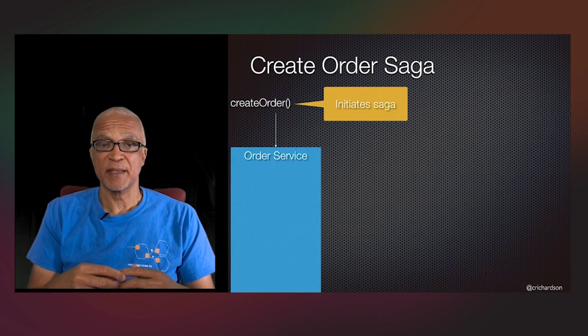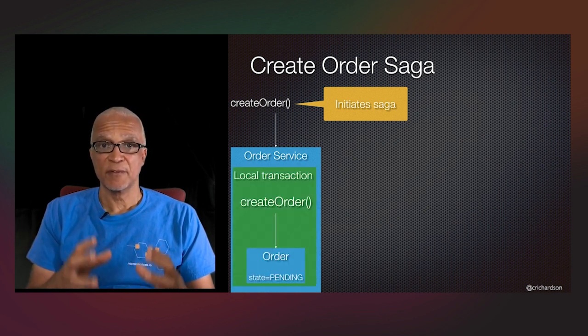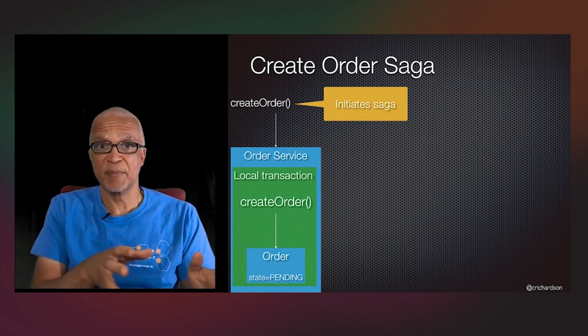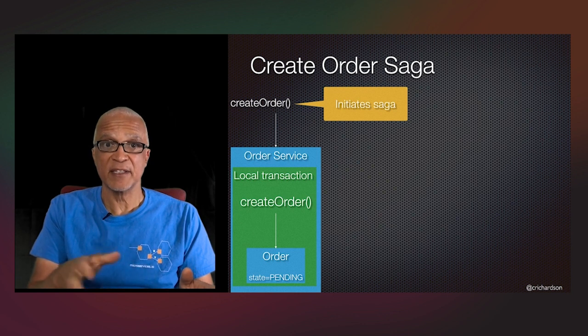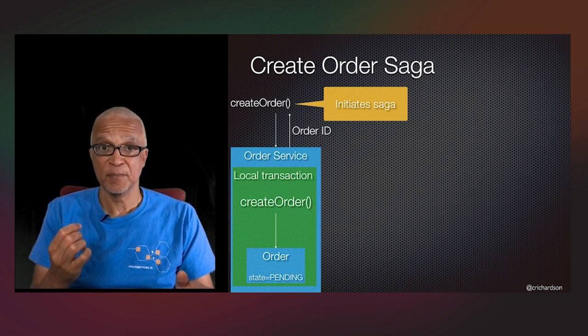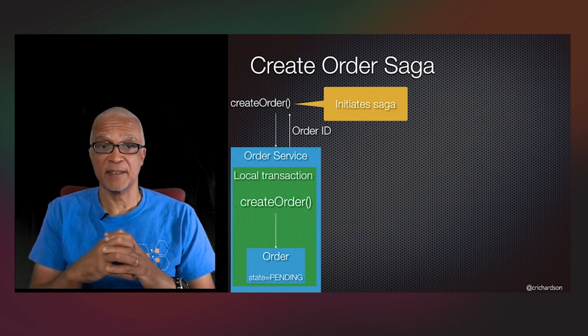Here's how you would implement the create order operation using a Saga. First, the order service gets a request that initiates the Saga. The first step of the Saga creates the order. It creates the order in a pending state, which indicates that it is in the process of being created. It's actually known as a semantic lock, which I don't have time to talk about, but it's one of the key issues with Saga design. The order service then sends back a response containing the order ID.